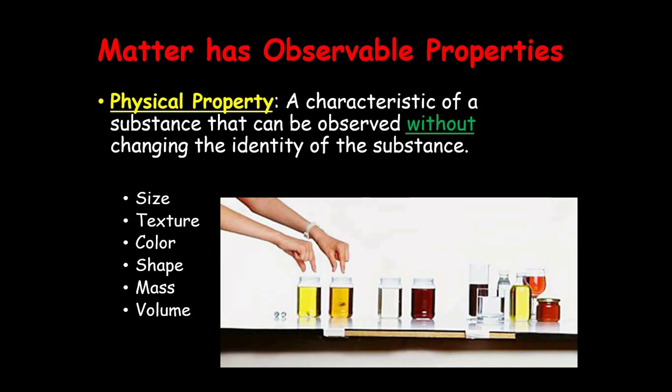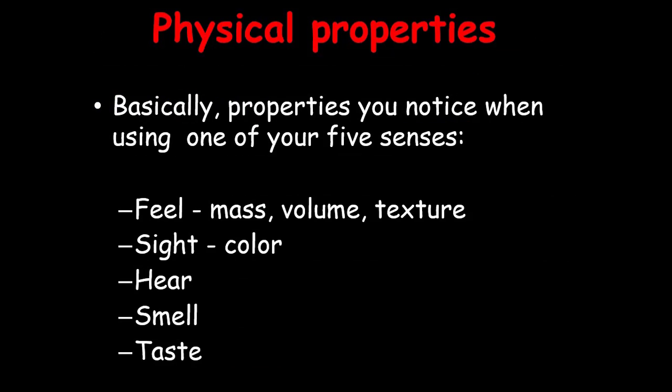The first one we're going to start with is the physical property. It's a characteristic of a substance that can be observed without changing the identity of the substance. So we can describe the size, the texture, the color, the shape, the mass, and the volume. Mostly we use our five senses to describe the physical properties. We can feel the mass, volume, or texture, we can see the color, we can hear the texture or the cracking of it if the shape changes, we can smell it, and we can also taste it to describe its physical property.